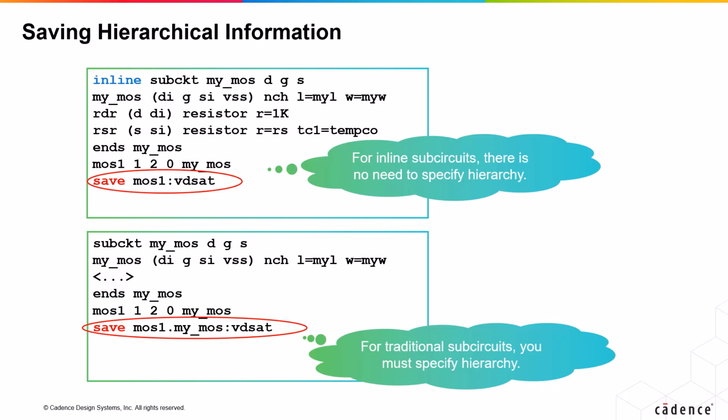Also, in the case of an inline subcircuit, if you save currents associated with an instance of an inline subcircuit, you are actually probing the current through the inline device, and hence the current through parallel devices will not be computed.